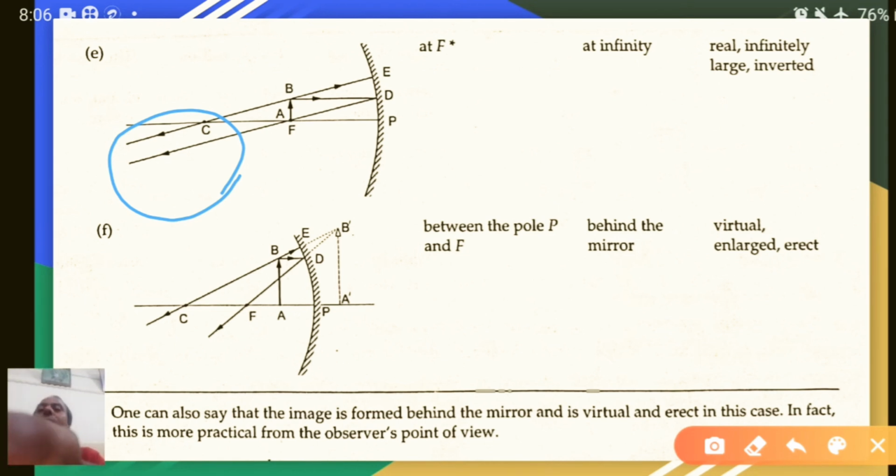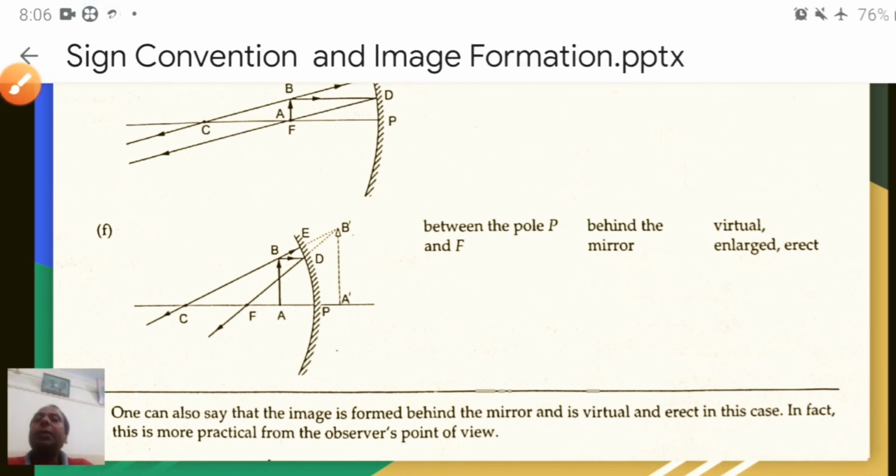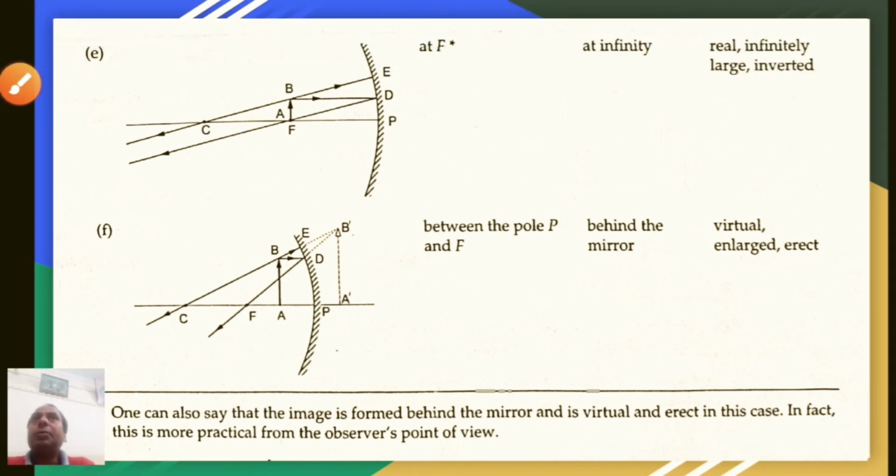Real, inverted and infinitely large or very large image will be formed. This is the nature of the image. Practically, two parallel rays will never intersect, but we assume, because according to mathematics, when you are asked where two parallel lines will intersect each other, the answer to this question is at infinity, because infinity is the point of imagination. So we used to say that the image will be found at infinity.